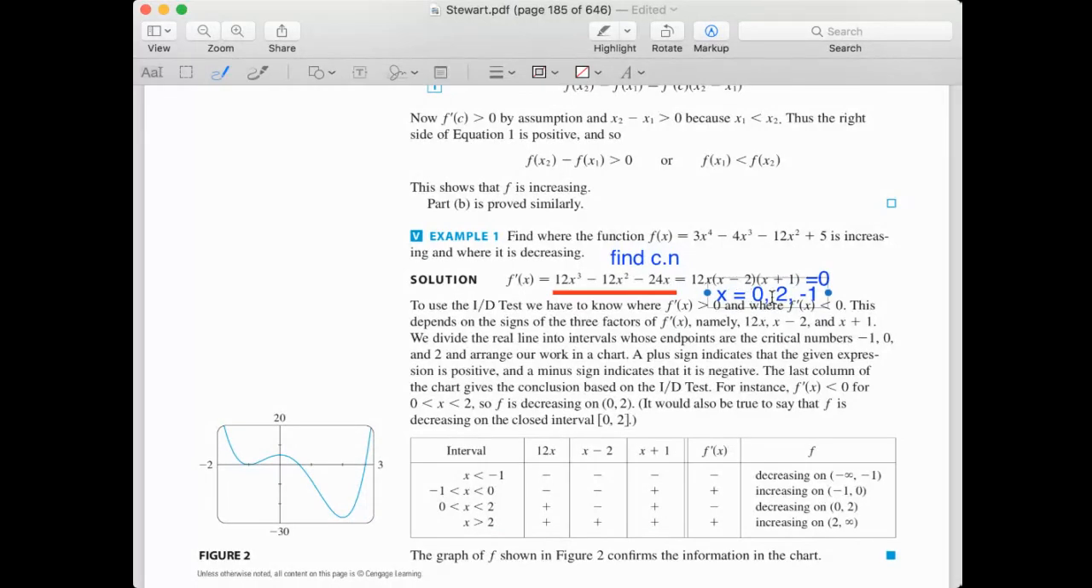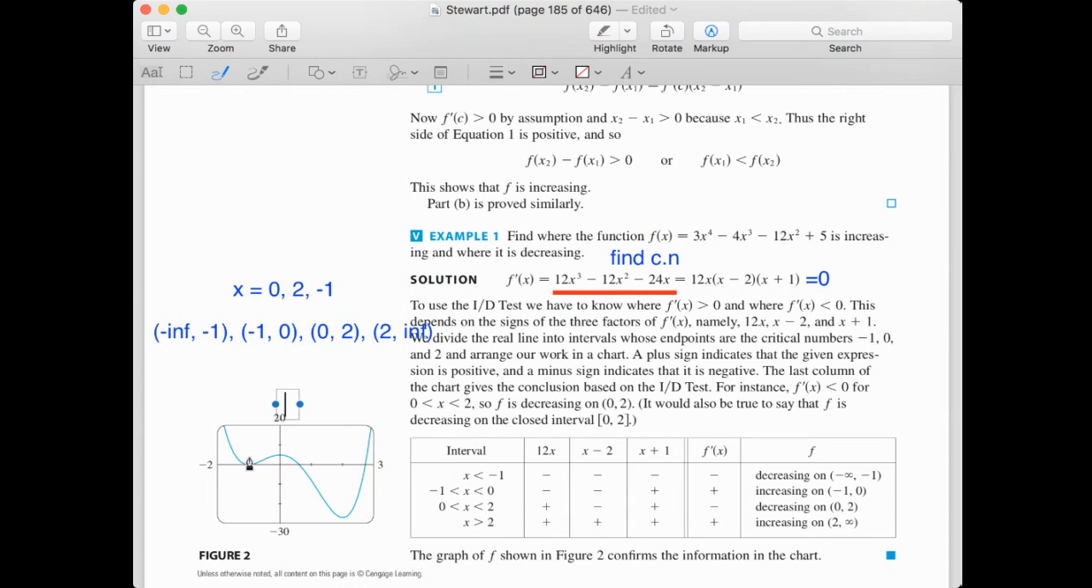And then, 3 critical numbers give us 4 intervals. Let me move this one here. So we have 3 critical numbers, and 3 critical numbers give us 4 intervals. So from -infinity up to -1, the smallest number. Then -1 up to 0, another interval. Then from 0 to 2, third interval. Then from 2 up to positive infinity. I have these 4 intervals.